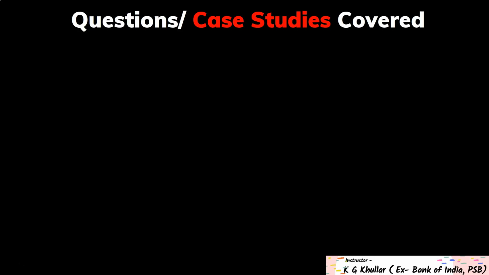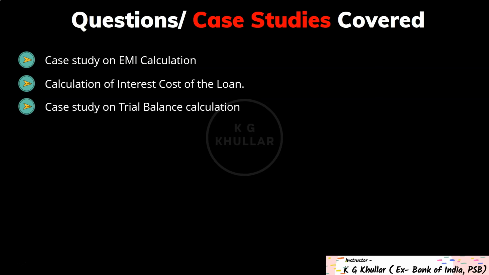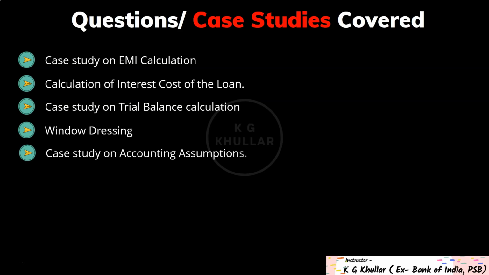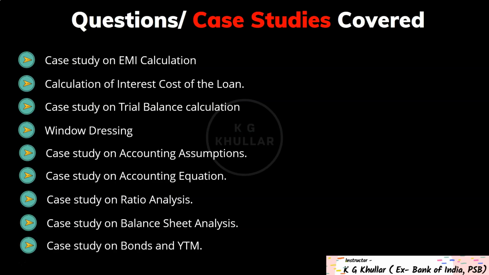Now first let's see what topics are covered in this mock test. There will be a case study on EMI calculation. Then you will also learn how to calculate interest cost of the loan. Then we will have a case study on trial balance calculation. After this we will see a question on window dressing. Then we will have a case study on accounting assumptions. We will also do a case study on accounting equation. Then we will do a case study on ratio analysis, and a case study on balance sheet analysis. And towards the end of this lecture we will also do a case study on bonds and yield to maturity.